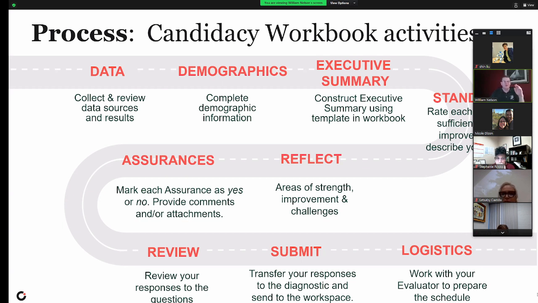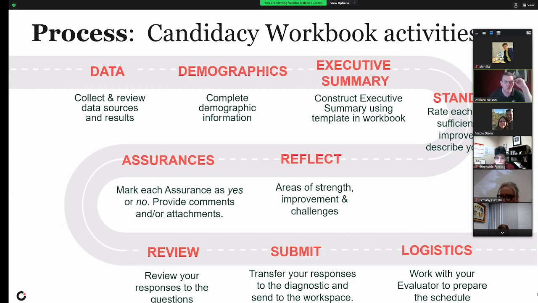Then you're going to go through each of the 30 performance standards, 32 if you're early learning, and say, are we meeting the standard or are we not meeting the standard, either sufficient or needs improvement? That's in the candidacy process. When you get to engagement review, you use the full rubric. This one is just meet or needs improvement.